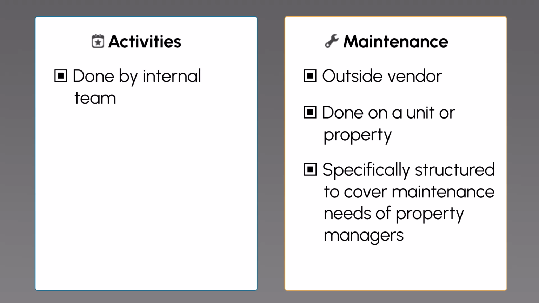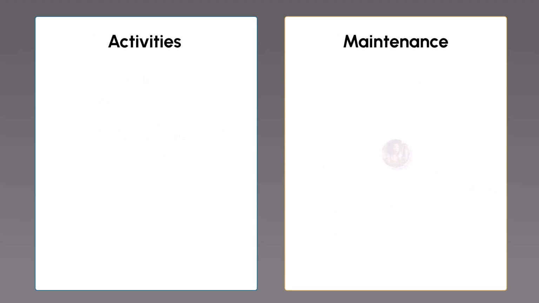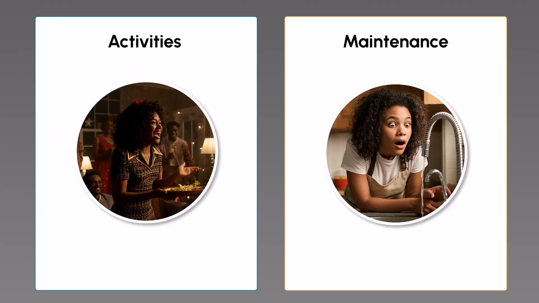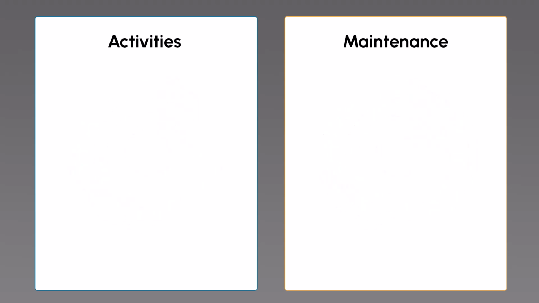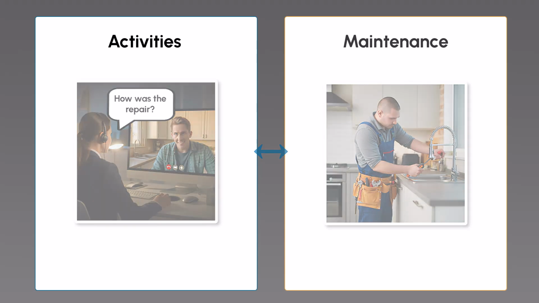Activities have a different scope. They're done by your team, and typically not related to work on a unit. For example, if a tenant has a leaky faucet, that's maintenance. If a tenant invites you to their housewarming, that's an activity. Maintenance and activities can dovetail, such as a case where you set an appointment to call a tenant to request feedback on a recent repair. The repair is a work order, the appointment to call is an activity, and the two can be joined together.